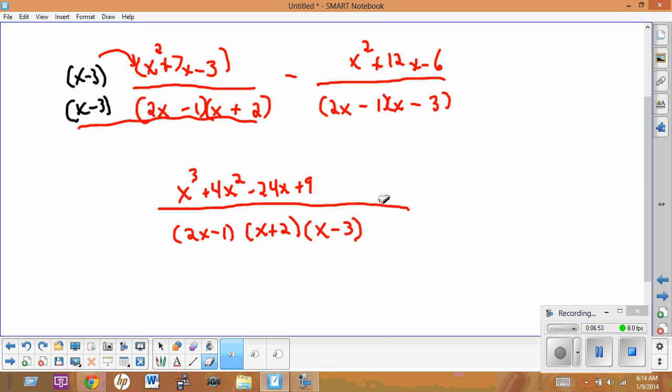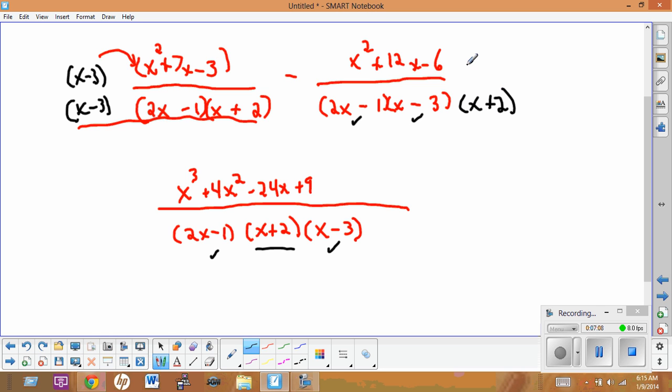Okay, looking at the other side, I have a 2x minus 1, and I've got that one here, so put a little check mark. Got that one, got that one. x minus 3, got the x minus 3. The one I'm missing is the x plus 2. So I'm going to multiply numerator and denominator by x plus 2 and rewrite our new numerator. So go ahead and pause the video and do your FOIL. When you're done, start it back up and we'll have our answer.